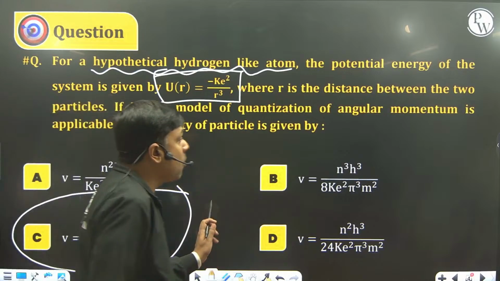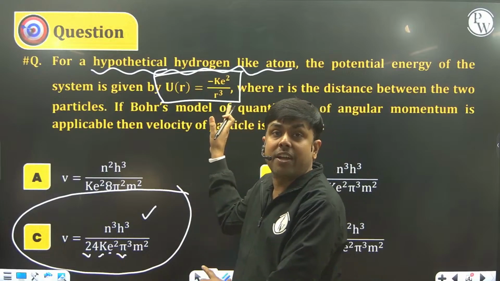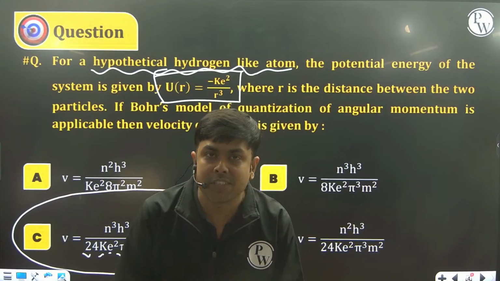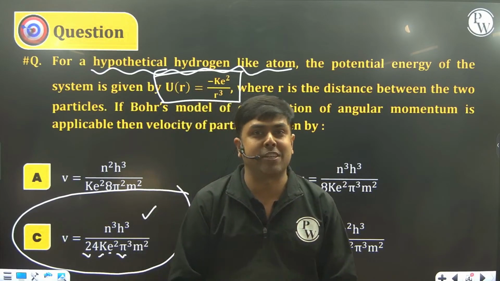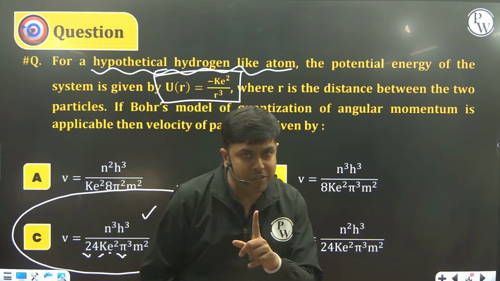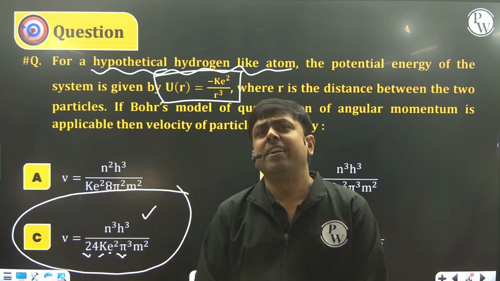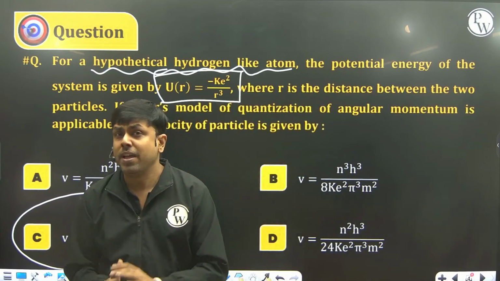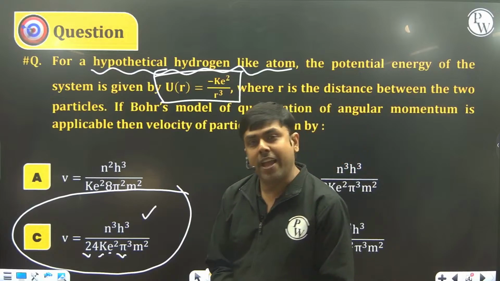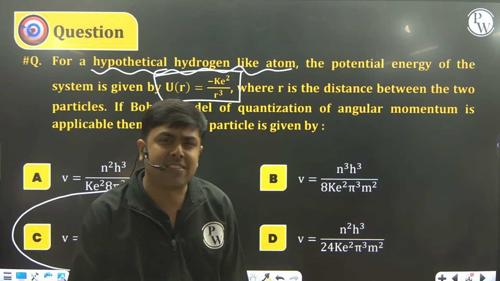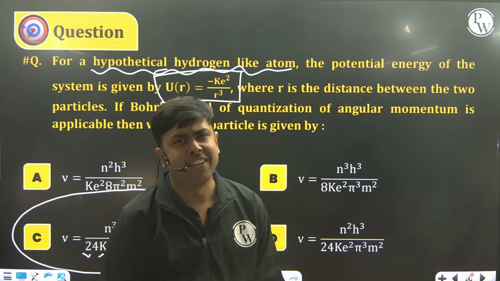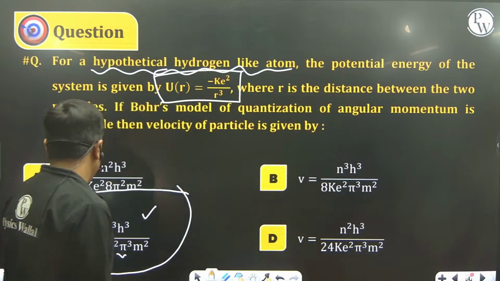So here the key concept was, if a hypothetical hydrogen-like species is given, we cannot apply the formula directly. First, we need to calculate the magnitude of electrostatic force of attraction and counterbalance it by the necessary centripetal force, equation 1. And the second they have already provided, that was the quantization of angular momentum. If angular momentum is quantized, then mvr is an integral multiple of h by 2 pi. Using these two equations, we could easily get the magnitude of velocity, right? Shall we move ahead? Let's move ahead.